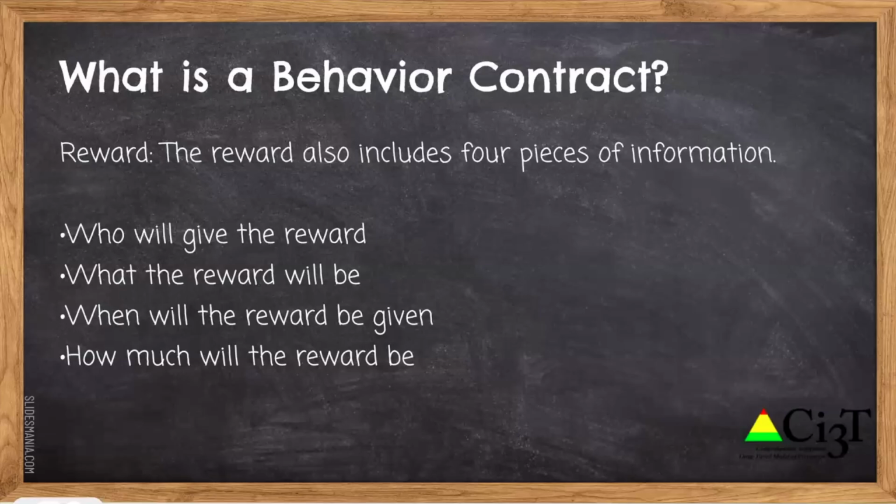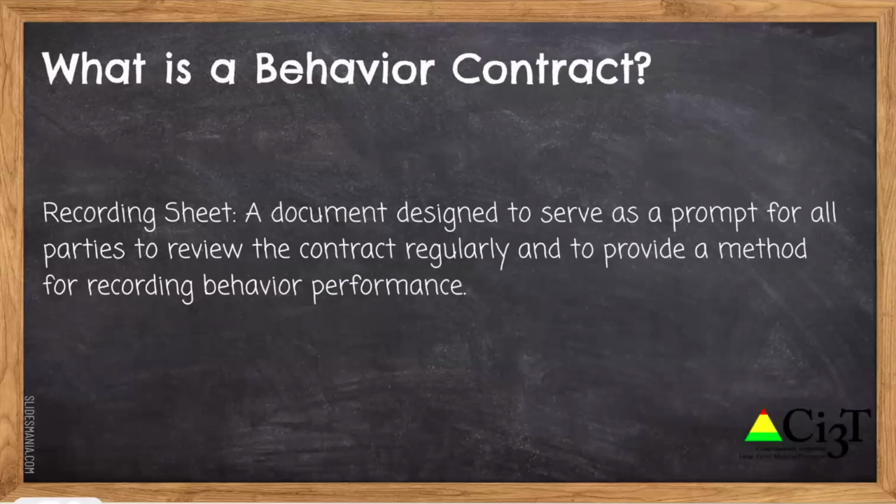So, how much will the reward be? Who will give the reward? What will it be? When? And how much of the reward? Then also, when we're looking at a behavior contract, we talked about the three things. The next one is the recording sheet. This is a document designed to serve as a prompt for all parties to review the contract, but it also provides you with the opportunity to monitor their progress, collect that data, and make decisions based on the data that you've collected and shared with all the stakeholders involved.